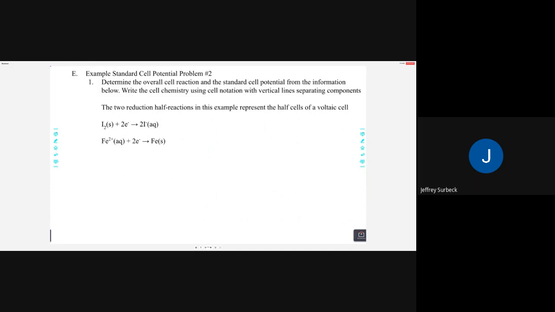So the first place that we start is this. We start out and I am going to look at this. On my chart, I'm going to look up I2 plus 2 electrons goes to 2I minus. And when I look that up, I find that I have a cell potential for this to be a positive 0.5355 volts. Okay.